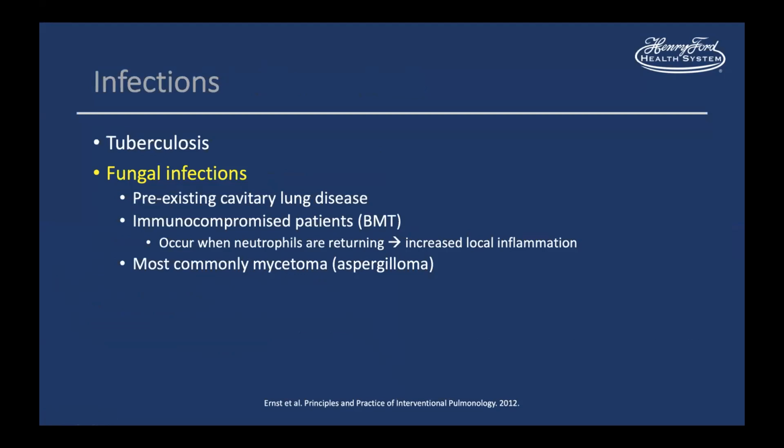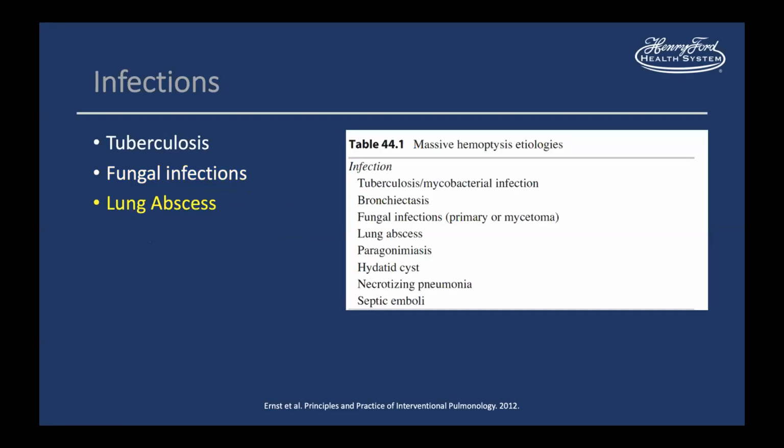When it comes to fungal infections, the most common thing we think about with hemoptysis is usually aspergillomas. These are more likely in patients who have pre-existing cavitary lung disease. And then another time to think about them is when you have an immunocompromised patient, specifically in the BMT population. This is usually after engraftment or after treatment when the neutrophils start returning, you get increased local inflammation. Hemoptysis in patients with aspergillomas can be seen in more than half of the patients, so it's not uncommon by any means. And then lastly, lung abscesses can contribute to hemoptysis. Other infectious etiologies that I didn't mention much would be necrotizing pneumonia, septic emboli.